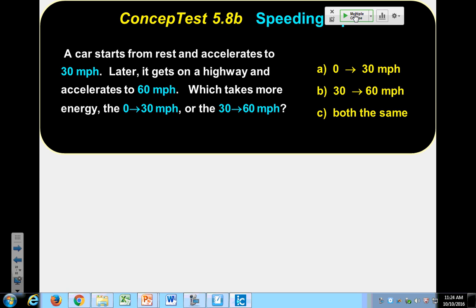Okay, let's try this one. This one's interesting. The car starts from rest and accelerates from 0 to 30 miles an hour. And then it gets on a highway and accelerates to 60 miles an hour. Which takes more energy? Going from 0 to 30 or 30 to 60? Or is it both the same?